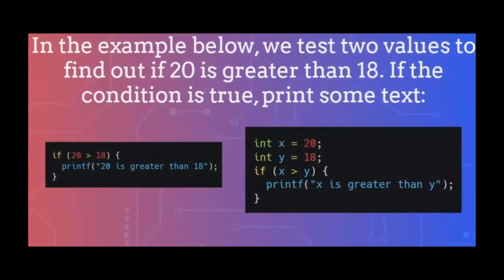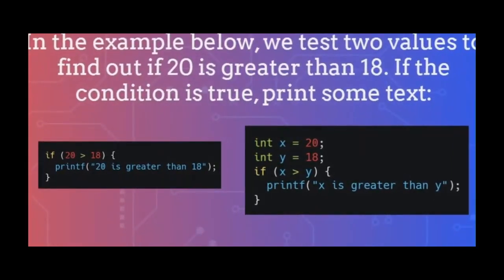In the example below, we test two values to find out if 20 is greater than 18. If the condition is true, print some text. In this example, we use two variables, x and y, to test whether x is greater than y, using the greater than operator. As x is 20, and y is 18, and we know that 20 is greater than 18, we print to the screen that x is greater than y.